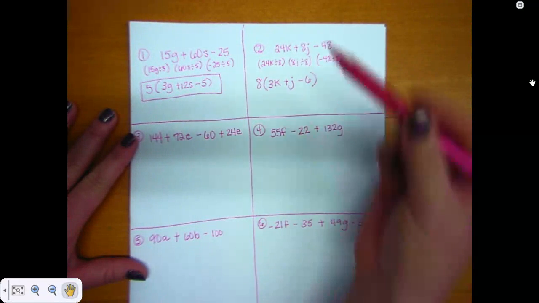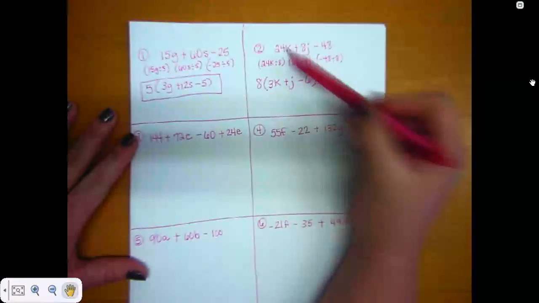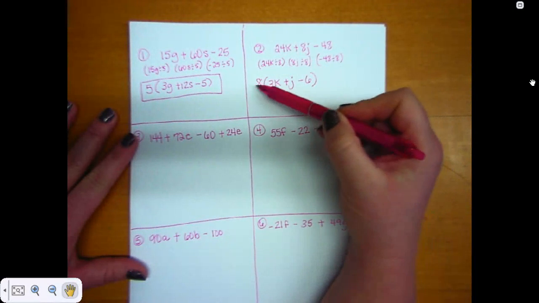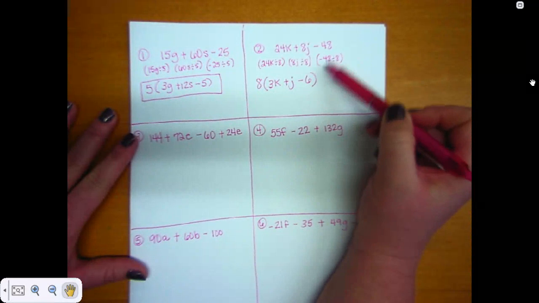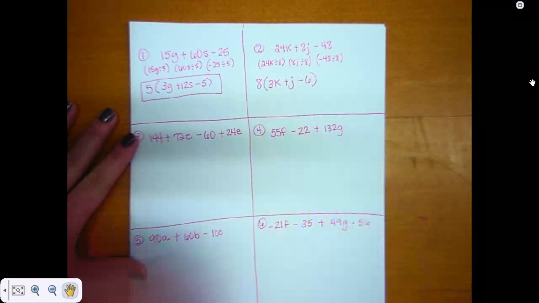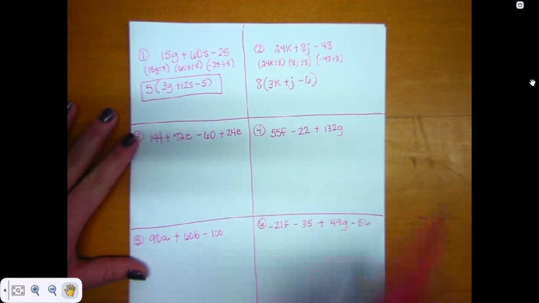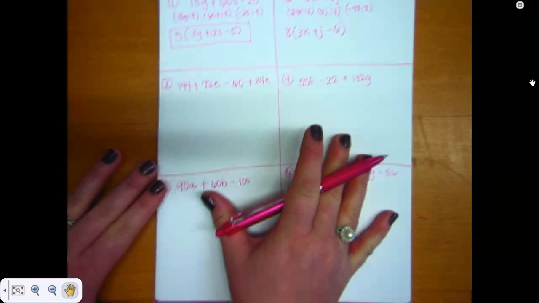Now let me check my answer. Is 8 times 3K 24K? Yes. Is 8 times J 8J? Yes. And is 8 times negative 6 negative 48? Yes. So I know my answer is correct. Let's look at number 3.